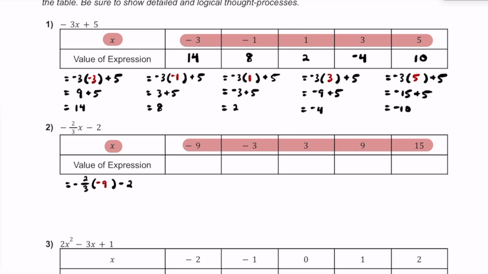If we take a look at this multiplication first, I notice it's a negative times a negative, so it's going to be a positive, and then this 3 and 9 can cross cancel, so it's going to be 1 and 3. So 2 times 3 is going to be equal to 6. So we're going to have 6 minus 2 here, and 6 minus 2 is going to be 4. So if x is negative 9, then our expression is going to be equal to positive 4 here.